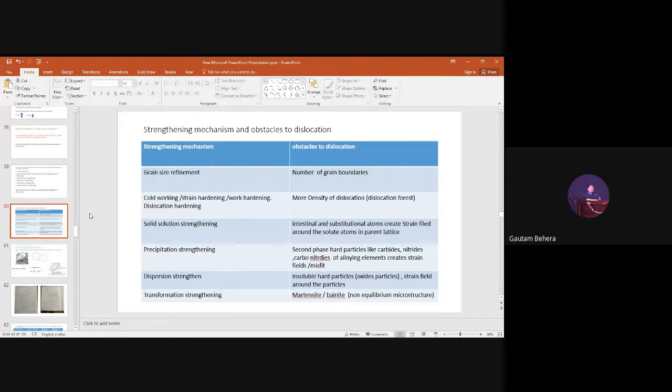And we also can refine the grain during solidification itself, while we are solidifying our liquid metal into solid by adding some inoculants, some nucleating agents, right? If you add a little amount of nucleating agents, and it should be distributed throughout the liquid melt, each nucleating particle or inoculant will act as a nucleation site. And on that nucleation site, nucleation will start.